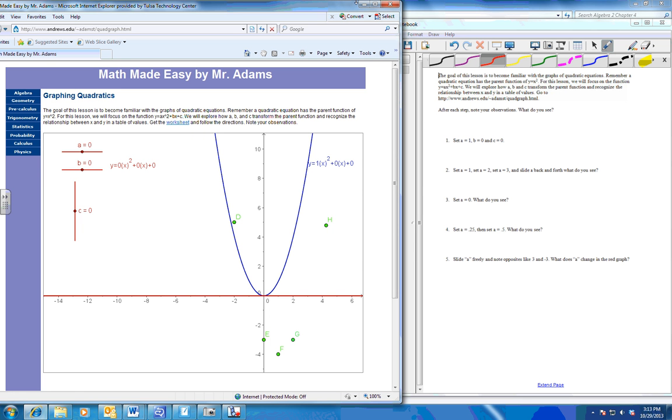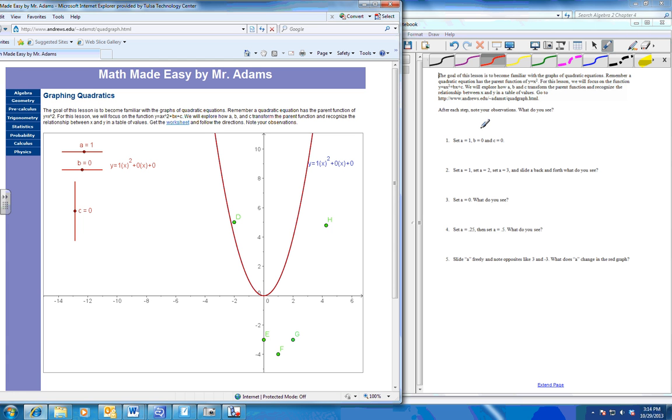Okay, so on number 1, it says set A equal to 1, B equal to 0, and C equal to 0. Here's my A. My A is already 0, but yours isn't. See how if I slide it, my numbers change? So I need to set my A at 1. There's 1. B is 0, C is 0. And then here is my graph.